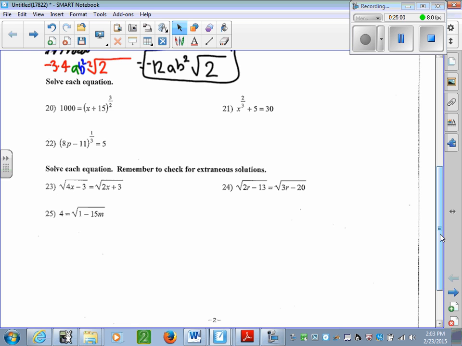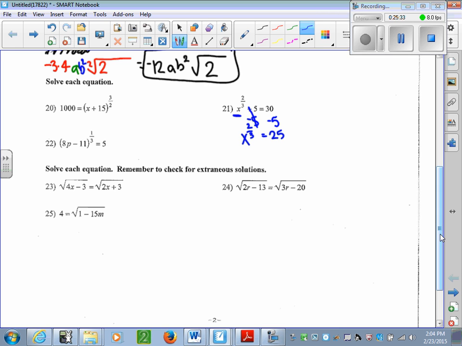Okay, this is solving. When we're solving equations with exponents or with radicals, remember we have to try and get the variable free. So here we have an x. My goal is to get this x by itself. I'm solving for this x right here. So first I'm going to get anything away from the x that I can. I'm going to subtract 5 from both sides. 30 minus 5 gives me 25 equals x to the 2/3.